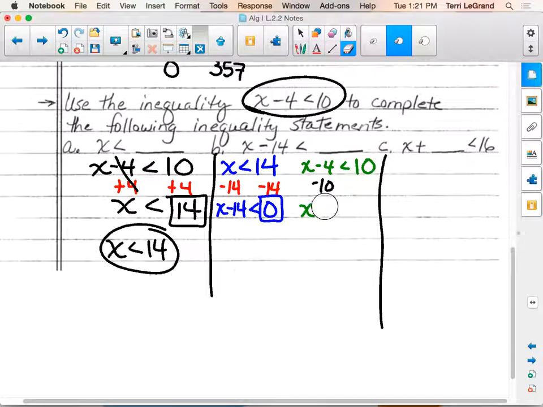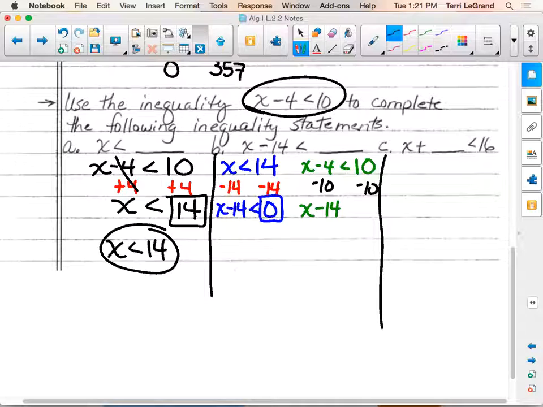Oh, that's kind of funny, 14. But if I do that on this side, I also have to do it on the other side, don't I? So 10 take away 10 is 0. We get the same answer, don't we? It doesn't matter which name we work with.